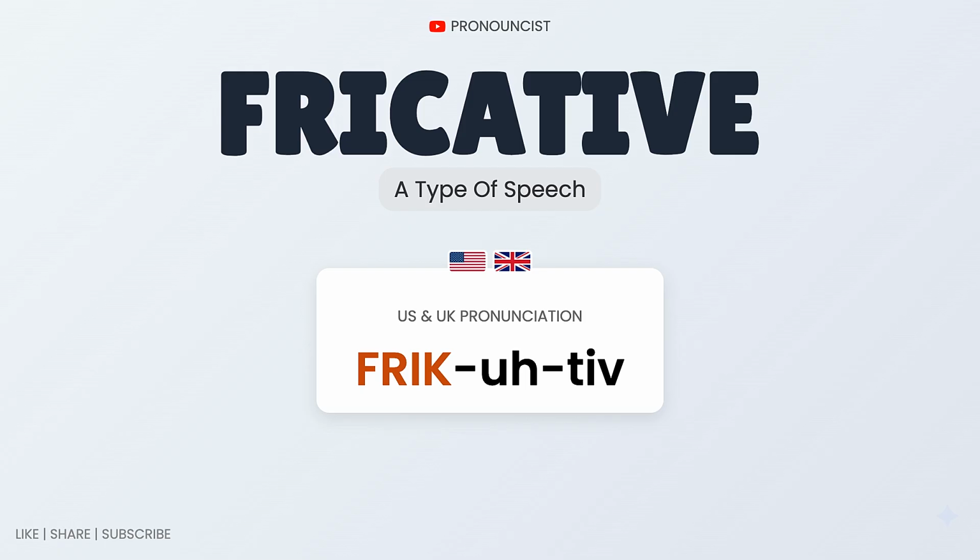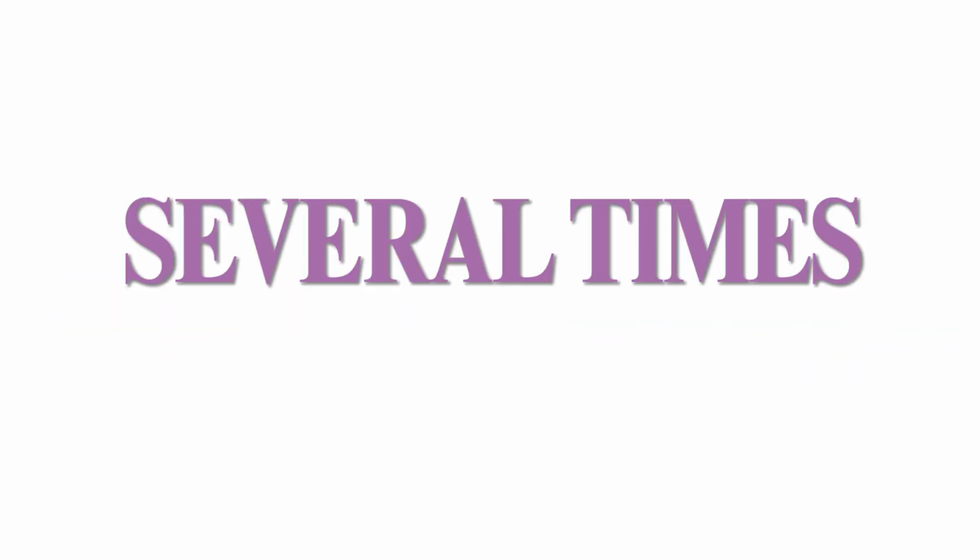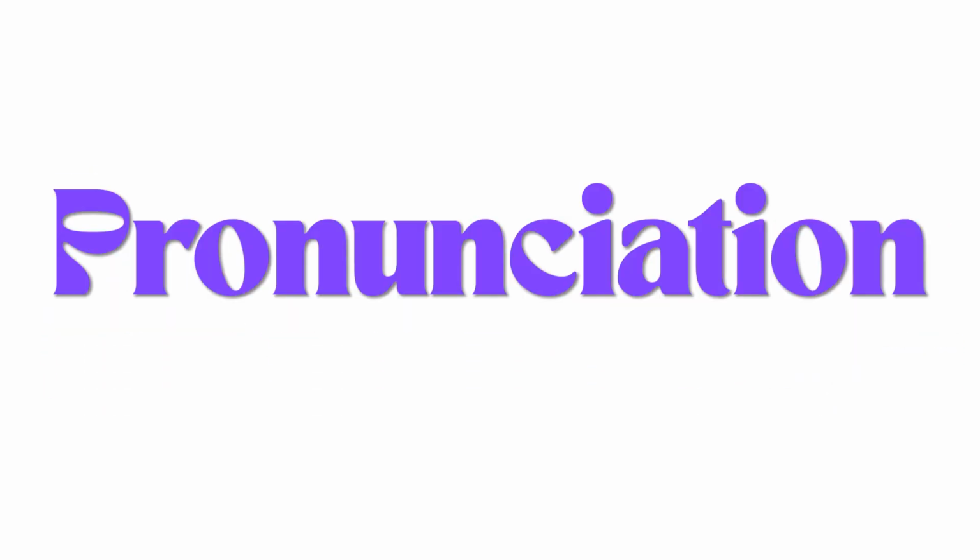Practice repeatedly and you'll soon be able to say this word perfectly. The best way to practice is to repeat the syllable multiple times. The meaning of the word is a type of speech. Try repeating this word several times to improve your pronunciation.